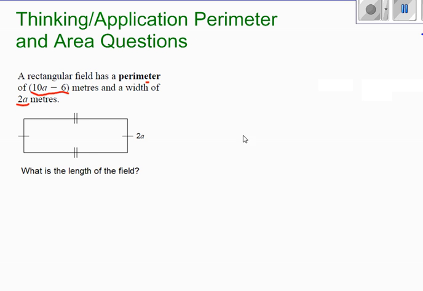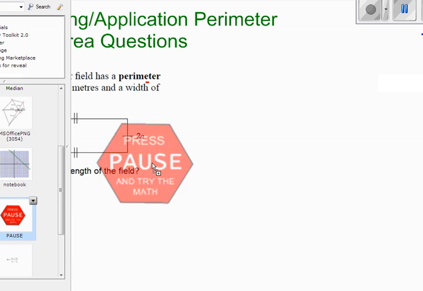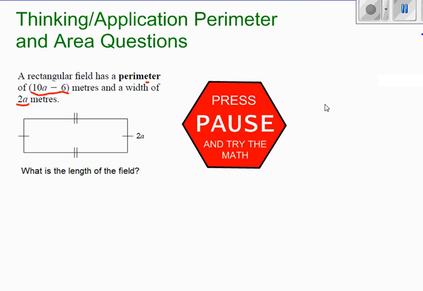So what I want you to do is I want you to press pause in the video, do the math for this question, and I'll meet you on the flip side.